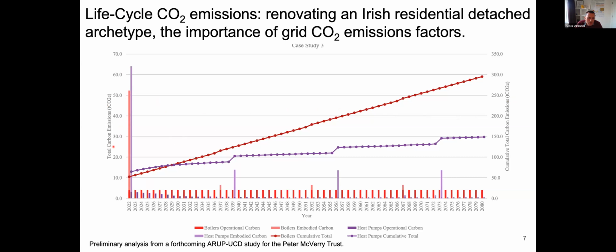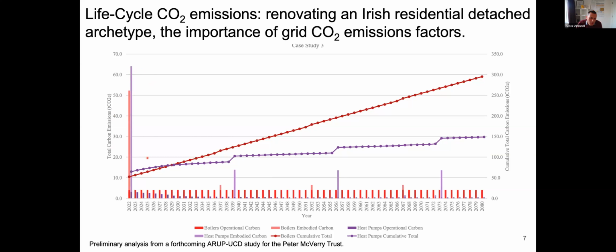So let's just start at the beginning. For any given renovation project, a detached house, for two scenarios, one in red, one in purple. In red, we have a detached scenario where we have a condensing gas boiler that's added to the building in conjunction with a range of fabric retrofits. The scenario in purple is a heat pump renovation that has the same fabric retrofits, but instead of the condensing gas boiler, we have a heat pump. That explains the difference in embodied carbon associated with year one of the renovation. A heat pump is far more carbon intensive than a boiler, for example.